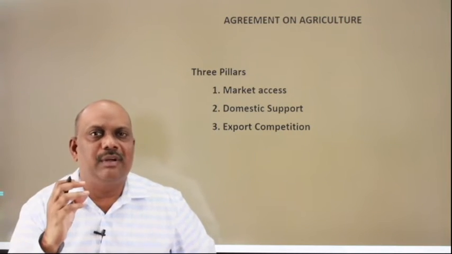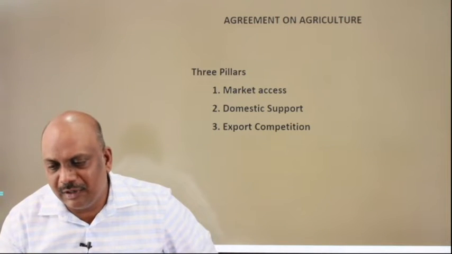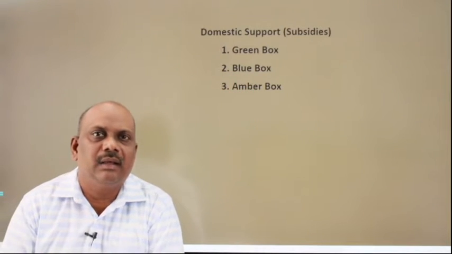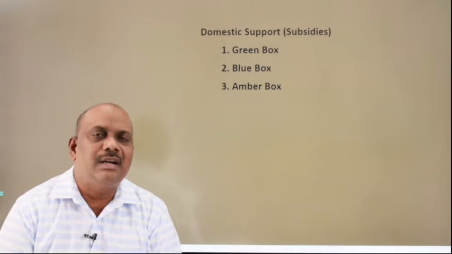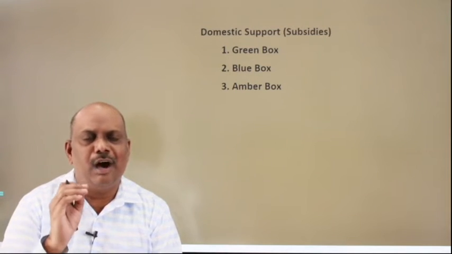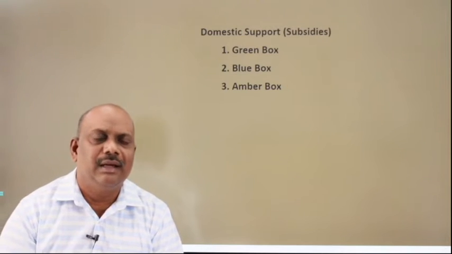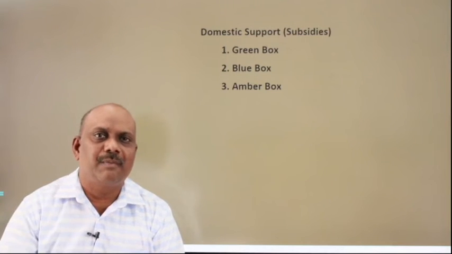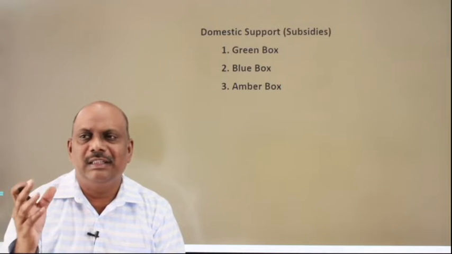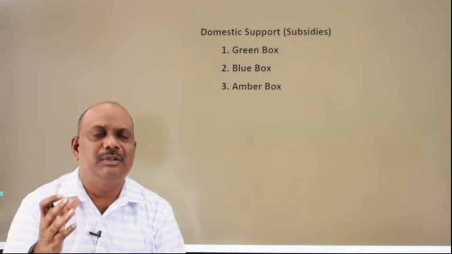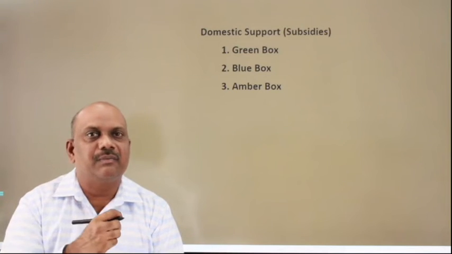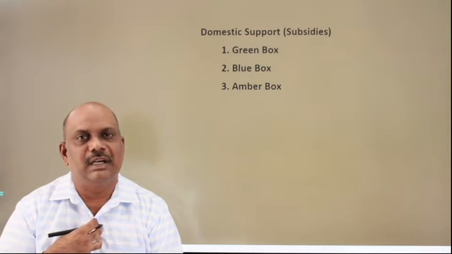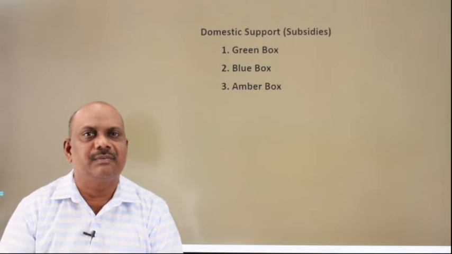The domestic support which a country provides is broadly classified into 3 types: green box subsidies, blue box, and amber box. Green box subsidies are non-trade distorting subsidies. These are subsidies which are not paid directly to the farmers in the form of fertilizer subsidy, seed subsidy, or input subsidy. So these are not trade distorting. For example, irrigation. Our government is constructing a number of irrigational projects, multi-purpose dams, and irrigational canals, and we are not charging our farmers for this.